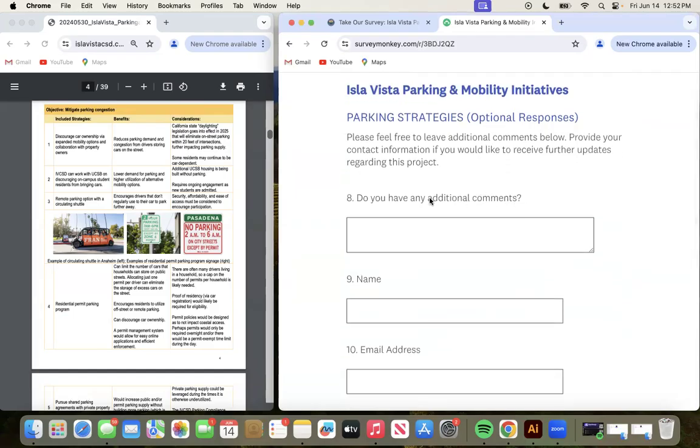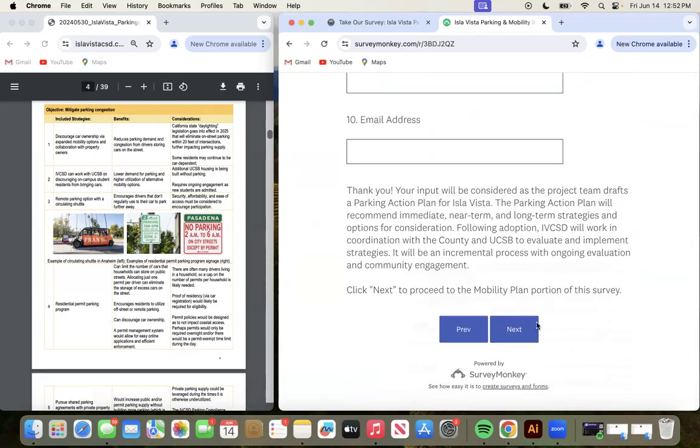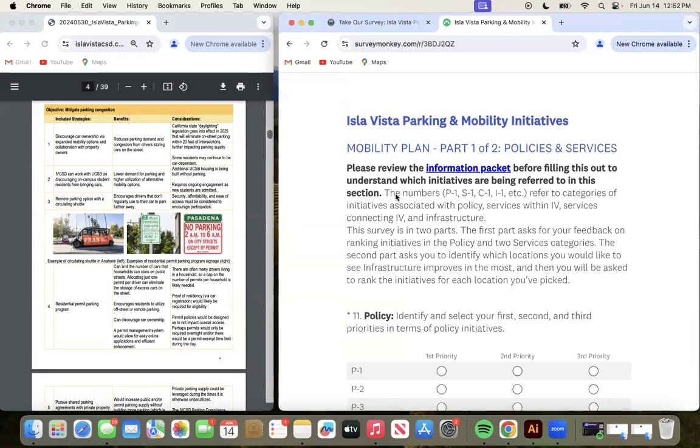And there's a space here if you have any additional comments. Maybe there wasn't something that you saw in the survey that you wish you had seen, or maybe there's just something really important that you want to tell us. Make sure to write that here and we'll capture that information. And then you can move on to the next portion, which is the mobility portion.